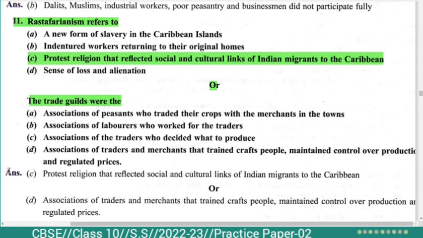Here the correct answer is option D. The trade guilds were the associations of traders and merchants that trained craftspeople, maintained control over production and regulated prices.